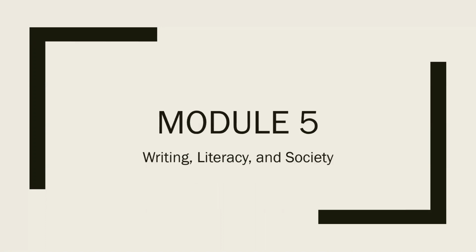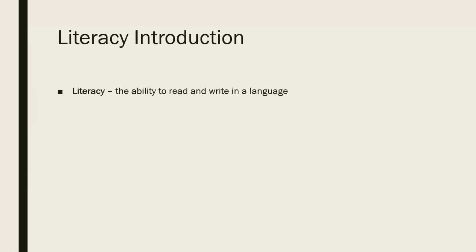So this is the beginning of Module 5, Writing, Literacy, and Society. The topic that we'll be covering this module, of course, is the idea of literacy. We've talked quite a bit in this course so far about the topic of literacy. And of course, as many of you are probably already familiar with, literacy refers to the ability to read and write in a language.